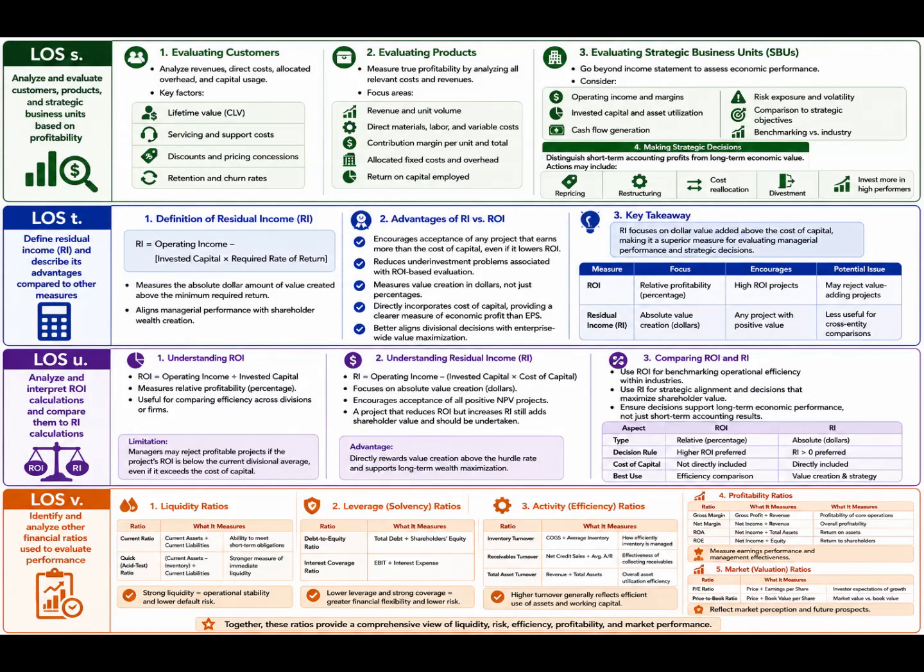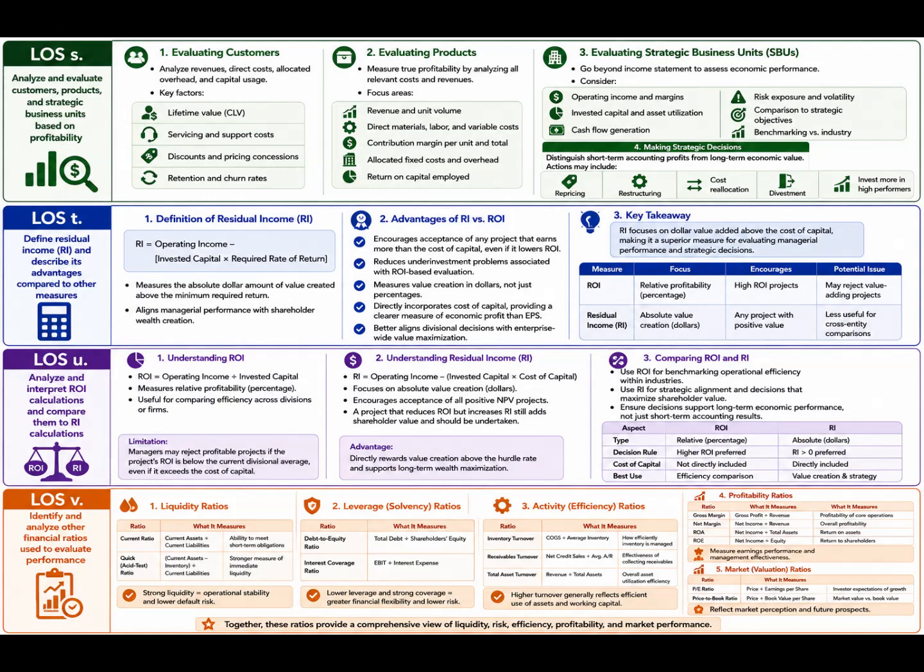LOS-T. Define residual income, RI, and describe its advantages compared to other measures. Residual income, RI, is defined as operating income minus a charge for the cost of capital employed. RI equals operating income minus invested capital times required rate of return. It measures the absolute dollar amount of value created above the minimum required return, aligning managerial performance with shareholder wealth creation.